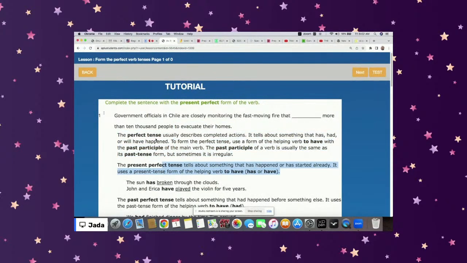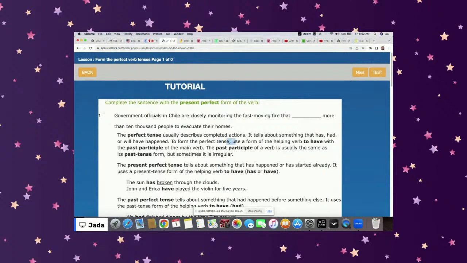Okay, so the perfect verb tense usually describes a completed action. It tells about something that has happened or will have happened. So that's what the perfect tense means. It's telling about something that has happened or will have happened.